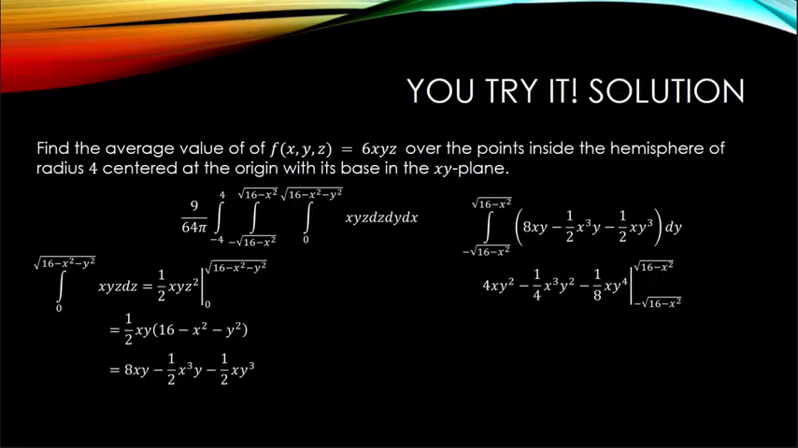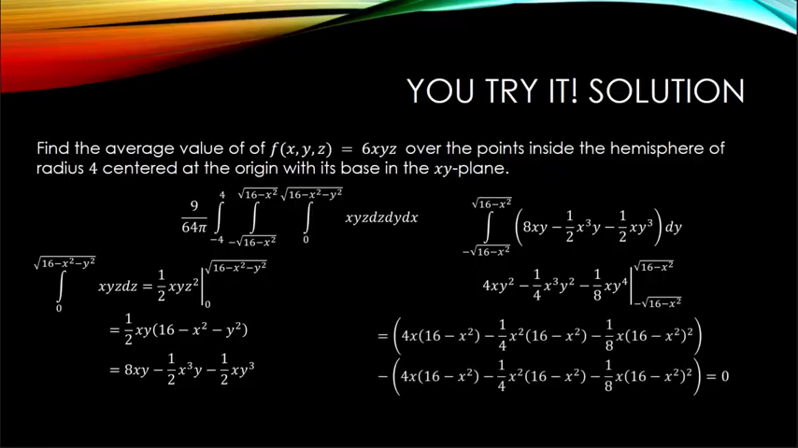This gives me 4xy squared minus 1/4 x cubed y squared minus 1/8 xy to the fourth evaluated between negative square root of 16 minus x squared to square root of 16 minus x squared. I plug in those limits of integration, and I get two identical terms that are subtracted from each other, which gives me a net of 0. Because this middle integral has gone to 0 already, my average value is going to be 0, and I'm done.